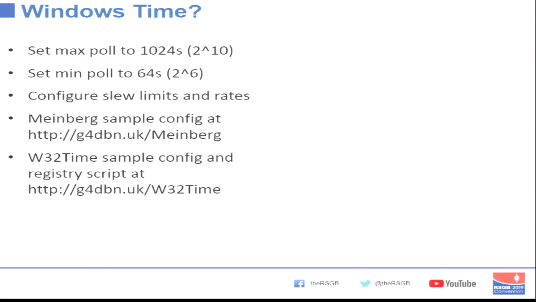The important changes: you need to set the polling rates, so the max and min polling rates, and the slewing rate for when it finds errors. As I say, those are the sample configs, which will be up on my website shortly.